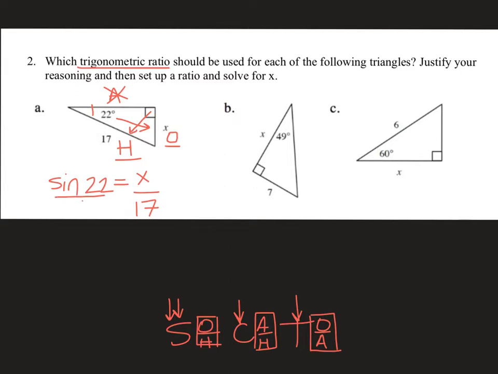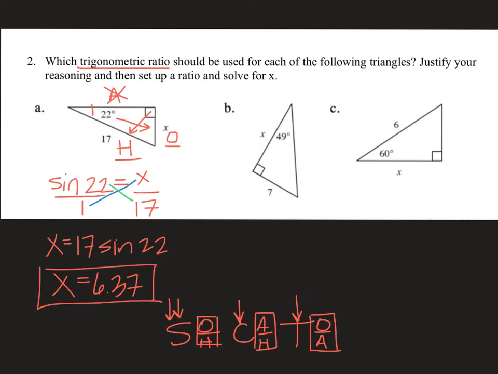Now my personal preference is to turn it into a proportion, so then I can use the cross product property. When I do that, I will multiply x and 1, 17 sine 22, so I will get x is equal to 17 times the sine of 22, which is 6.37. That would be my final answer.